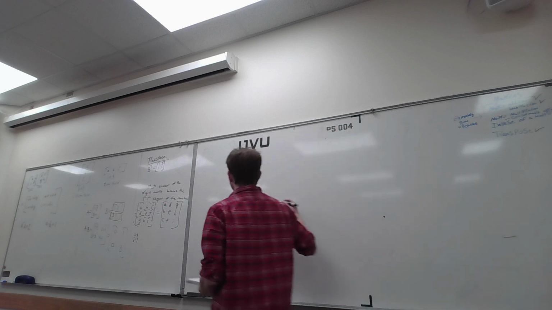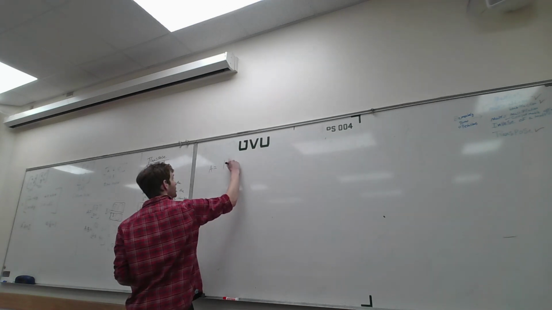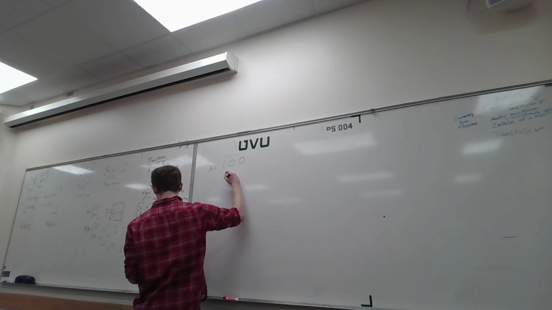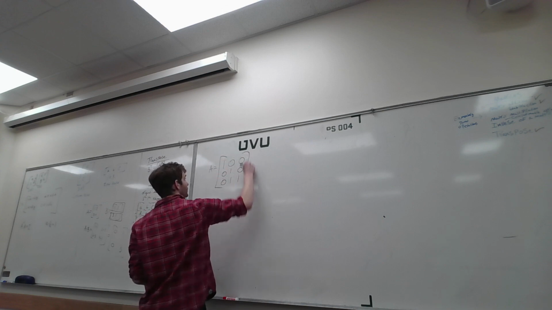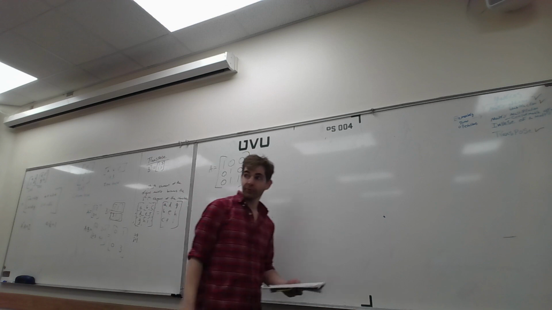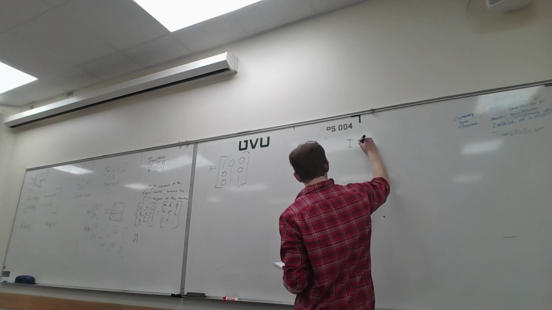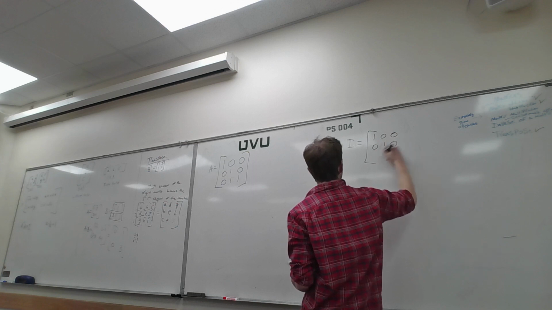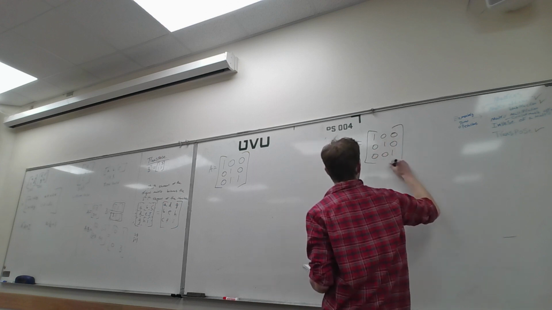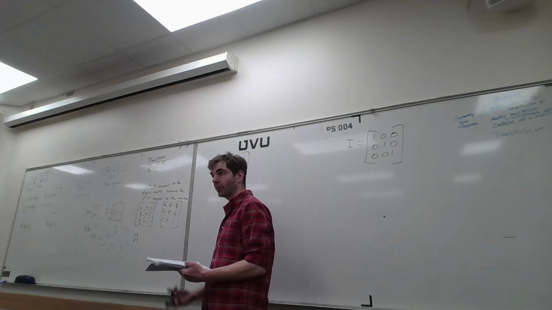Yeah, we'll just start. So let's let A be equal to the matrix 1, 0, 0, 0, 1, 0, 0, 1, 1. There is some matrix out there in the world that when I multiply it by A, I get the identity, 1, 0, 0, 0, 1, 0, 0, 0, 1. Okay? That's the identity. How do I find A inverse? How do I find it?